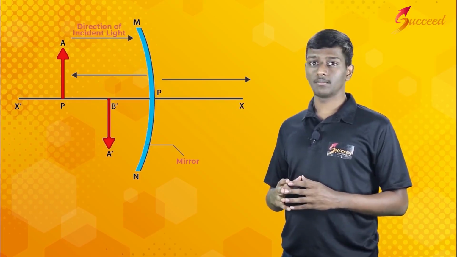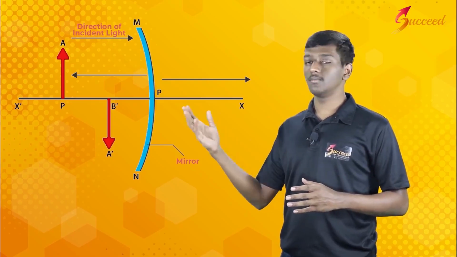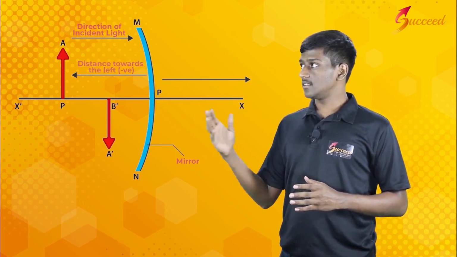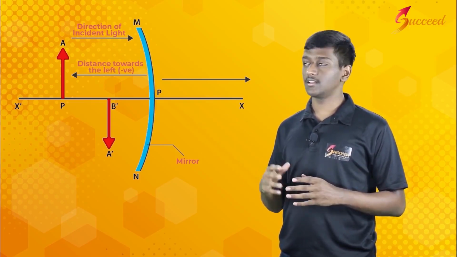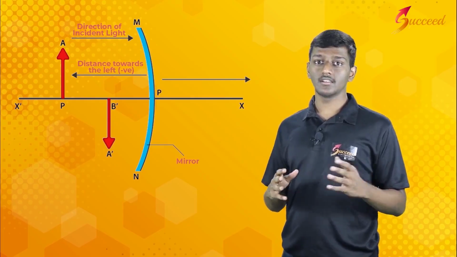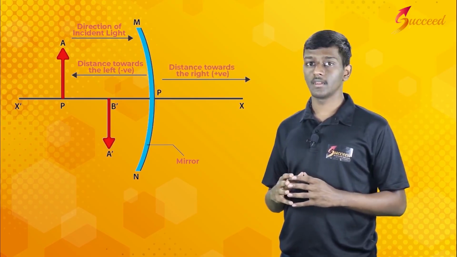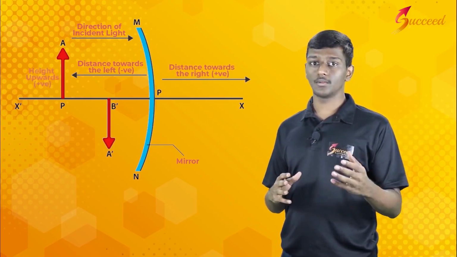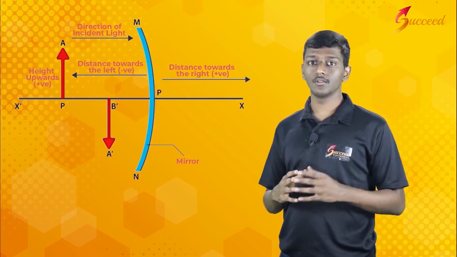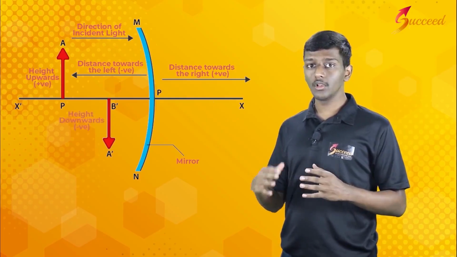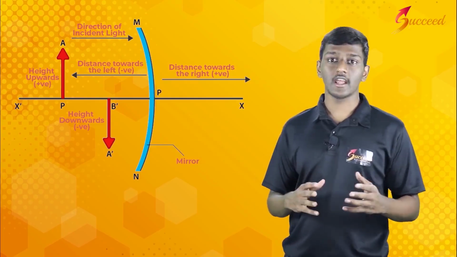All the measurements parallel to the principal axis are measured from the pole of the mirror. The distances measured on the left hand side are taken as negative. The distances measured to the right hand side are taken as positive. The height above the principal axis, that is plus y axis, is taken as positive. The height below the principal axis, that is the minus y axis, is taken as negative.